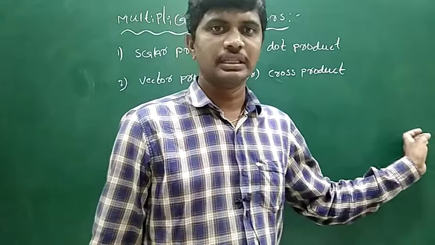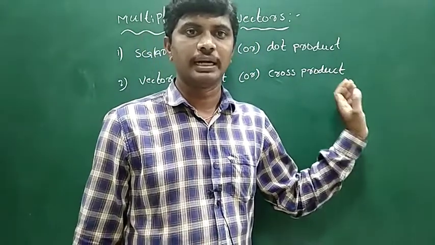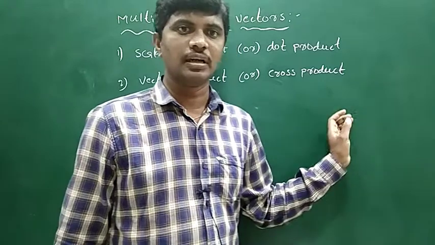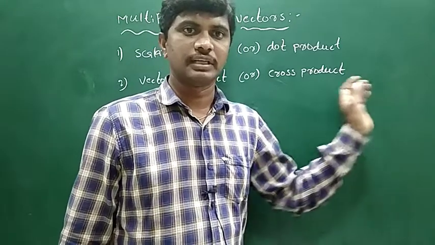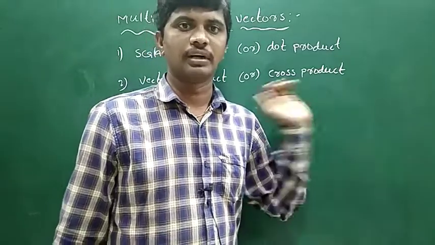The previous class discussed the addition of vectors. There are three types of addition of vectors. The first one is the parallelogram law of vectors. The second one is the triangle law of vectors. The third one is the polygon law of vectors.